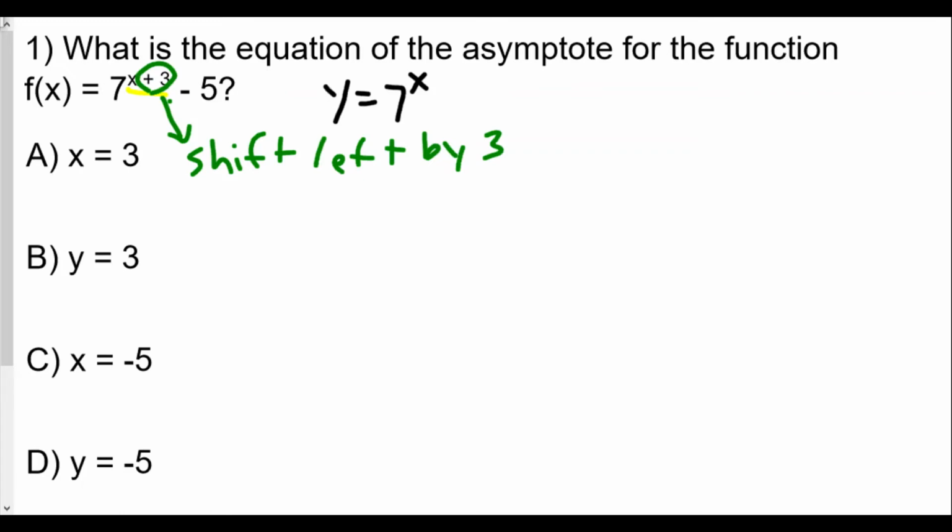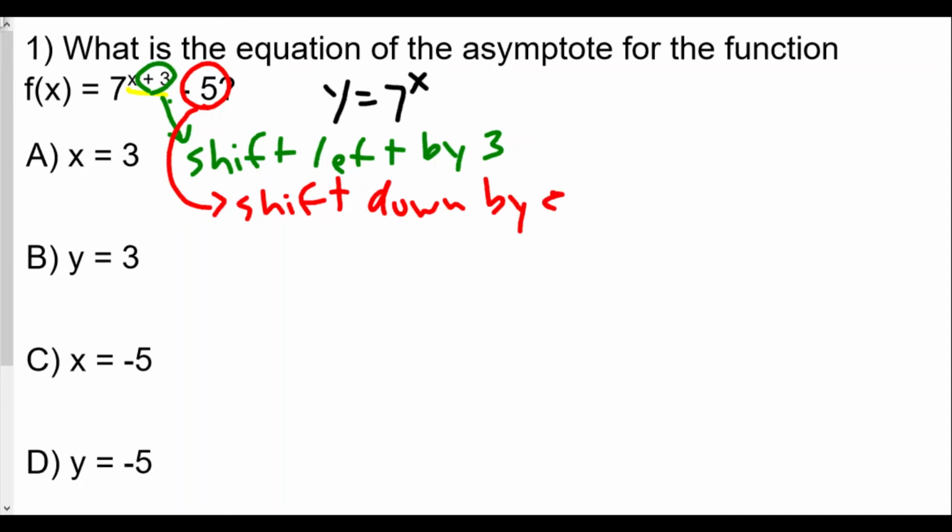And now, this minus 5 that's outside, meaning not affecting the x, but really subtracting from the function itself, this is going to be a shift down by 5. And so this is really describing the shifts we have for the function. The original parent function is y equals 7 to the x, and so y equals 7 raised to x plus 3, minus 5 is really the original function y equals 7 raised to the x power, shifted to the left by 3 and down by 5.